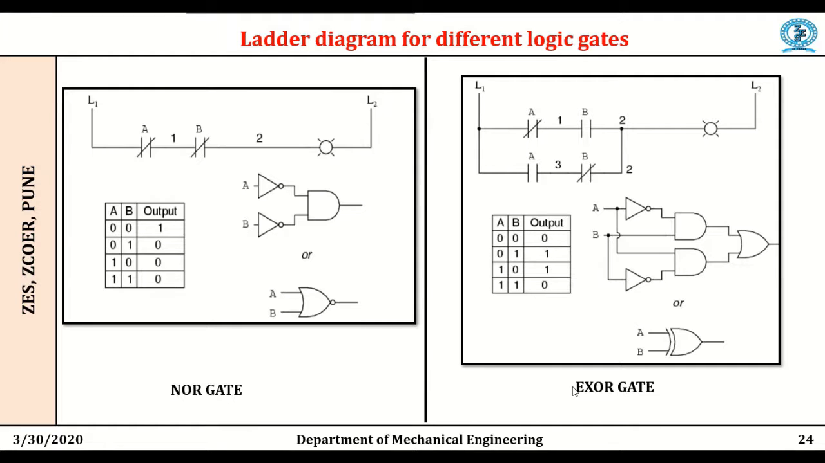Next logic gate is the exclusive OR gate. This is the ladder diagram for the exclusive OR gate or XOR gate. If we see the table, the output will be high if one input is low and the other input is high. If both inputs are high, the output will be 0 or low. If both inputs are 0 or low, the output will be low. In the case of one input high and one input low, the output will be high.